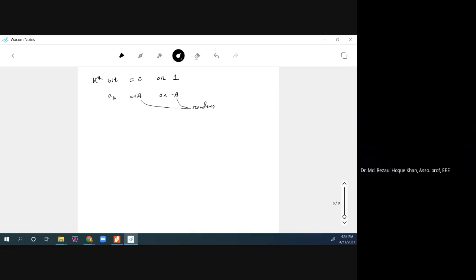This is a random value. Now we want to characterize the spectrum of this transmitted signal. We want to characterize x(t), this signal. What does it mean? We want to know what kind of signal it is, what is its pattern, all these things, right?